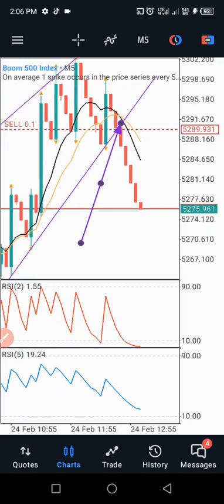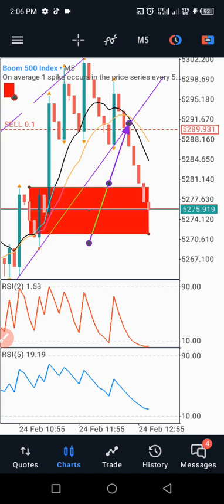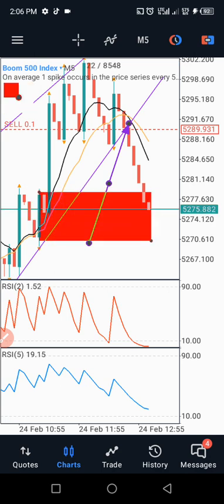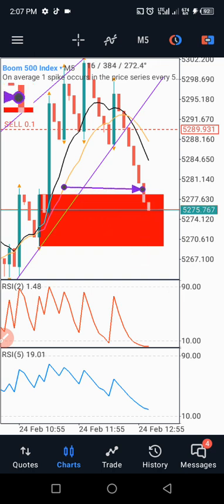Now you'll notice that we are approaching this order block level here, and definitely, as you know, if price should take out this level, it means that we are going to be selling hard if this price should break out from this particular level.